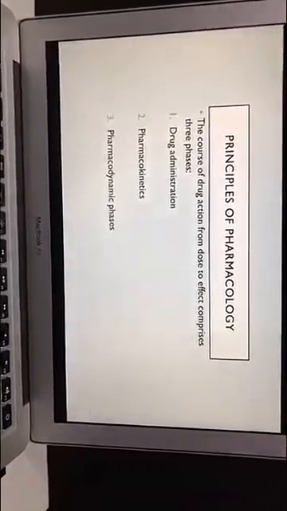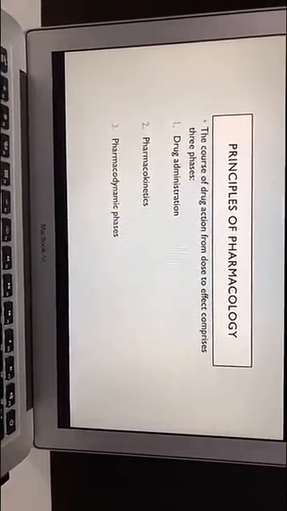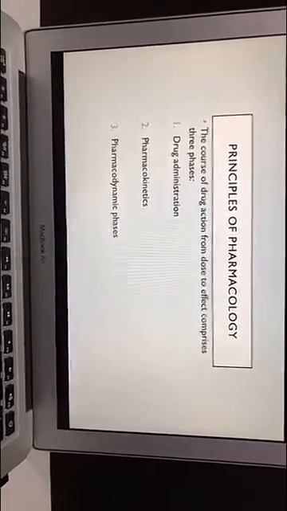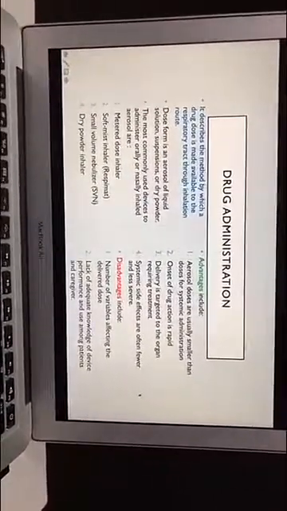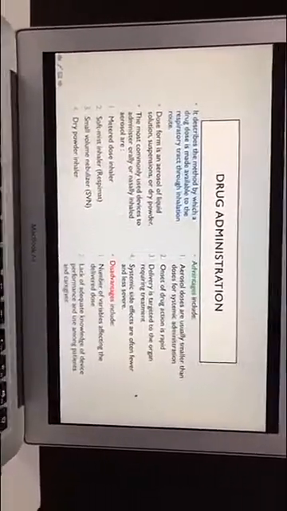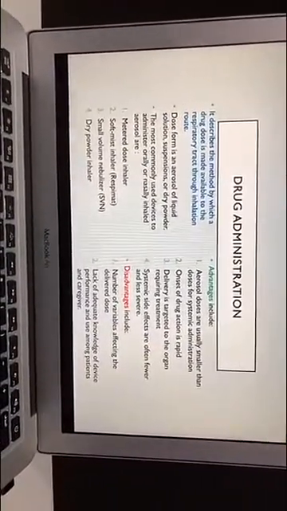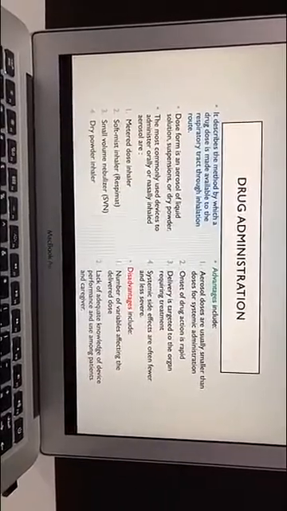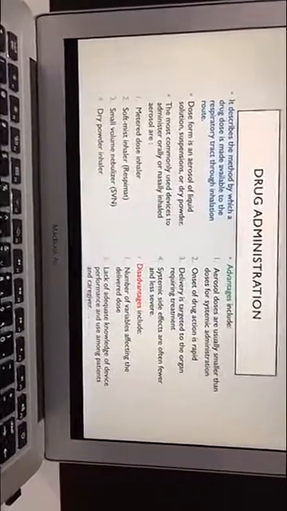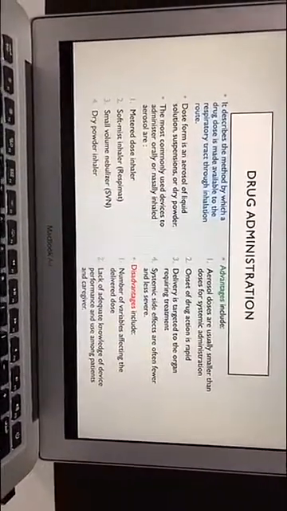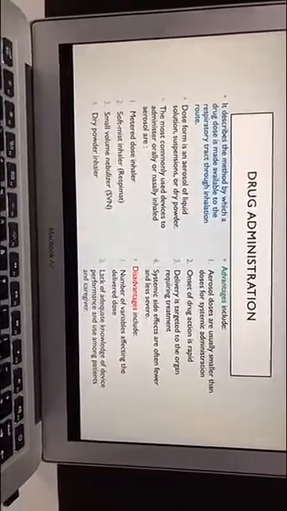The course of drug action from dose to effect comprises three phases: drug administration, pharmacokinetics, and pharmacodynamics. Drug administration describes the method by which a drug dose is made available to the respiratory tract through the inhalation route. It can be aerosol, liquid, solution, suspension, or dry powder form. The most commonly used devices are the metered dose inhaler, soft mist inhaler or Respimat, small volume nebulizer, and dry powder inhaler.